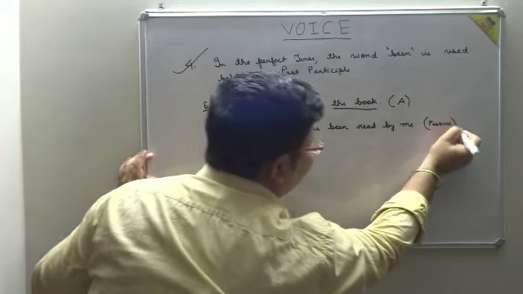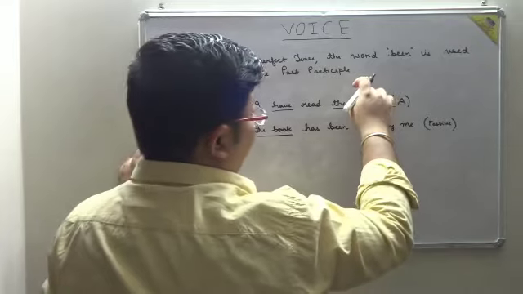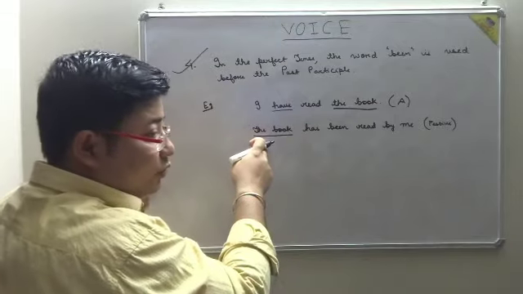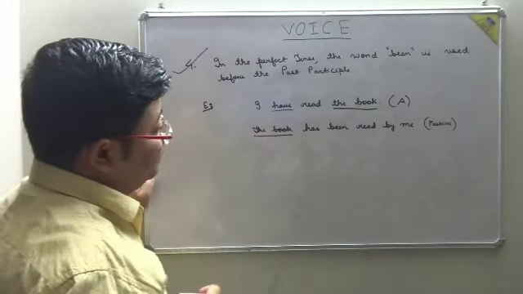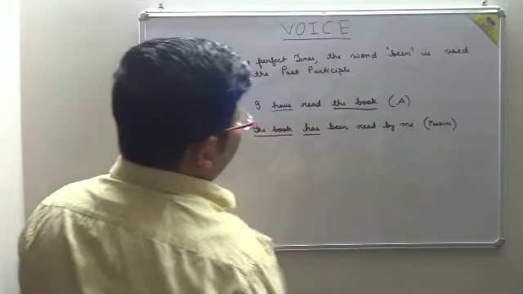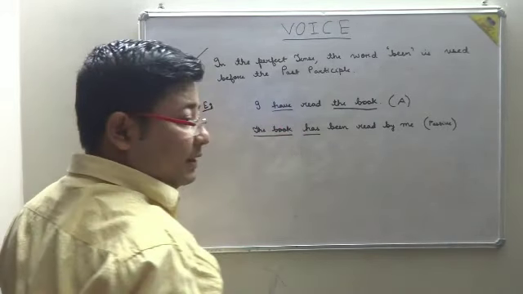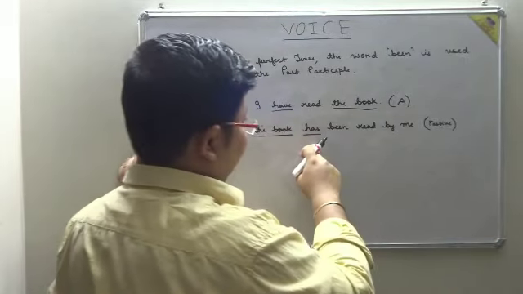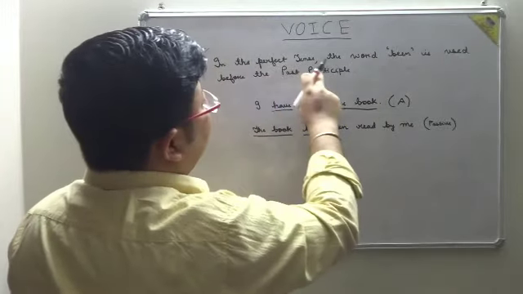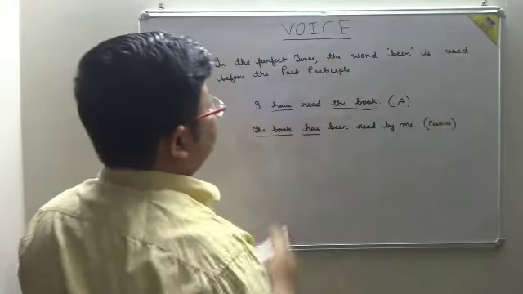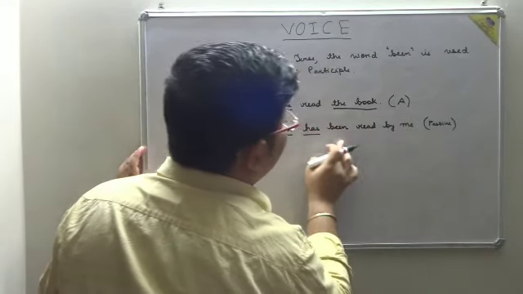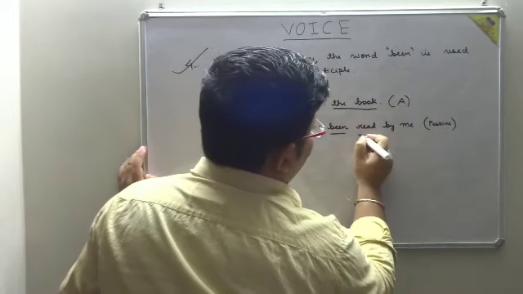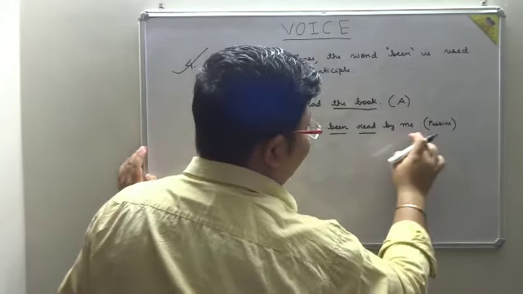I have converted the active voice into passive voice. How? The object in the active voice is converted into subject in the passive voice. Then, depending on whether it is first person, second person, third person, has or have will come. The book has. Okay. Then been. In the perfect tense, the word been is used before the past participle form. Before the past participle form, we will use been. The book has been read, past participle form, by me.